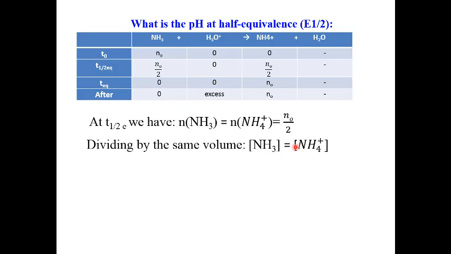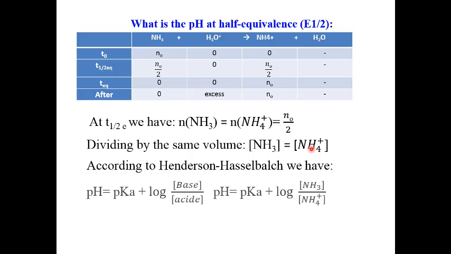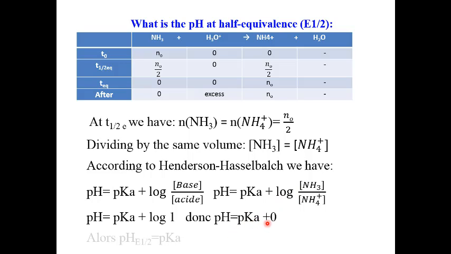So dividing by the same volume, both concentrations of the species present at half equivalence, which are the only species present, are equal. Now what do we have to do? We apply Henderson-Hasselbalch: pH equals pKa plus log of the base over the acid. This is the base and this is the acid. So log of 1 is 0, and pH is equal to pKa plus 0. It means pH equals pKa, as seen in the titration of a strong or a weak acid with a strong base. So in both cases, at half equivalence, the pH equals pKa.